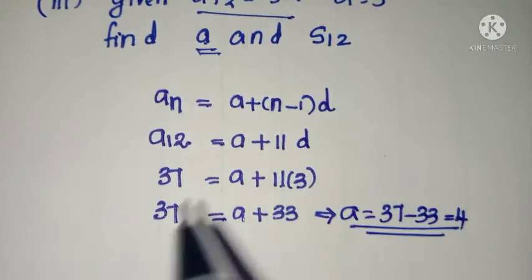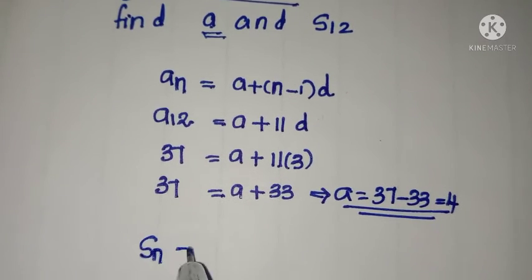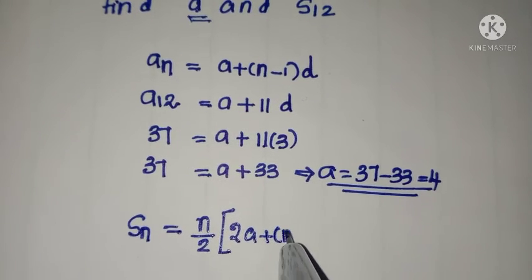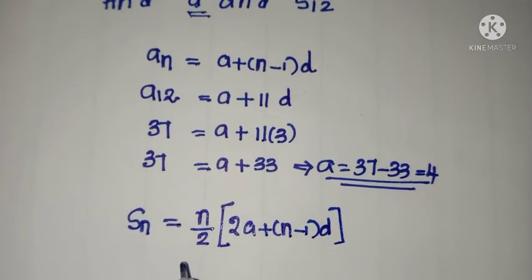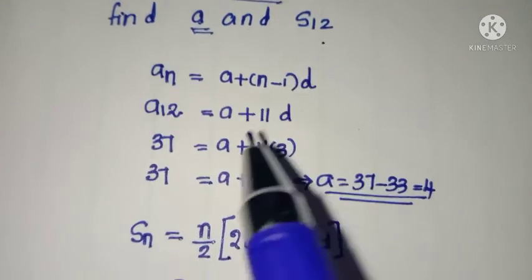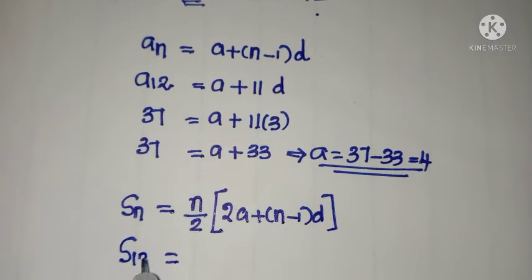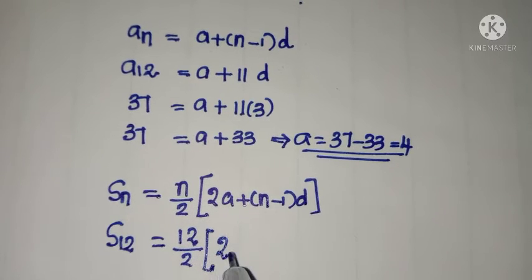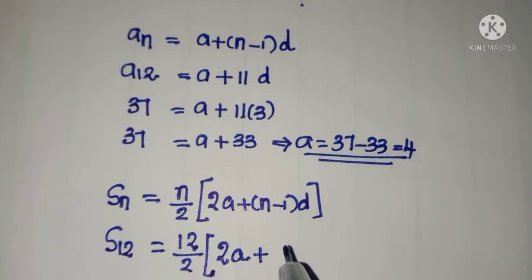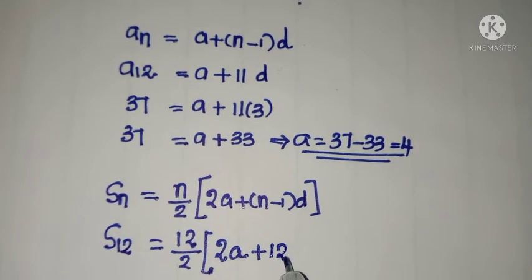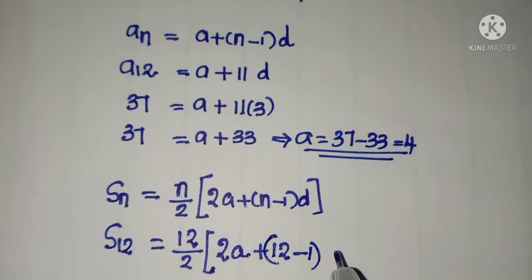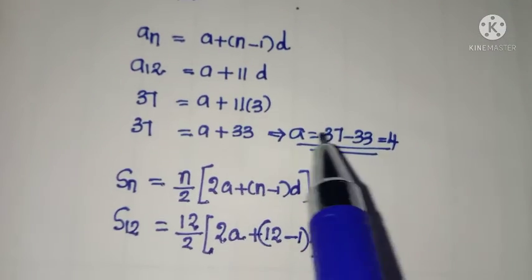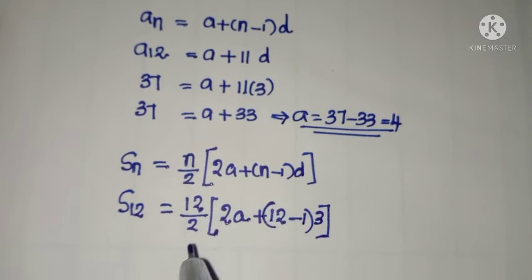Now we want to find S12. So write the formula Sn. Sn equal to n by 2 into 2a plus n minus 1 into d. Here S12 we want to find. That is n equal to 12. So replace n. 2a plus n is 12. So 12 minus 1 into d. What is d? 3. Okay. And here what is a? a is equal to 4.